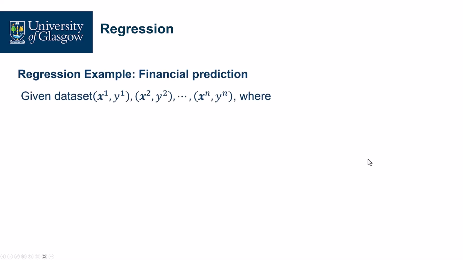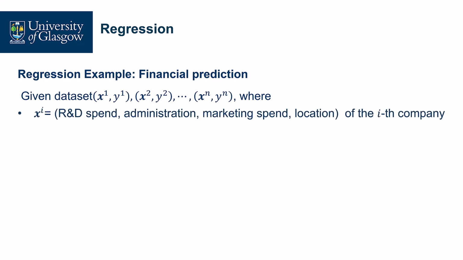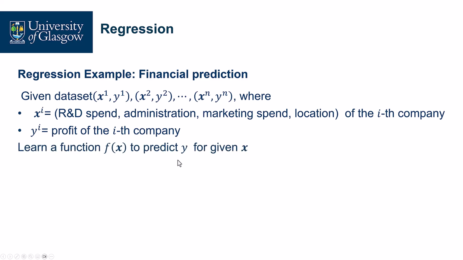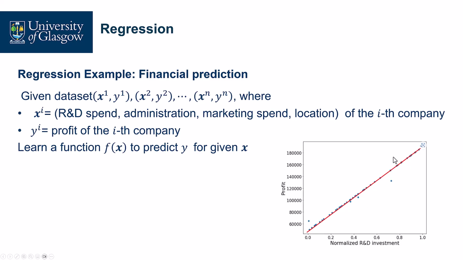If we write it more mathematically, we can say we are given a data set (x1, y1) to (xn, yn). Here x is the input feature vector, including R&D spend, administration spend, marketing spend, and the location of the ith company, and there are n such data points. yi is the profit of the ith company. Based on this data set, I want to learn a function to predict y using a given x, so then I can do modeling and prediction. Because this y is continuous, this is a regression problem.